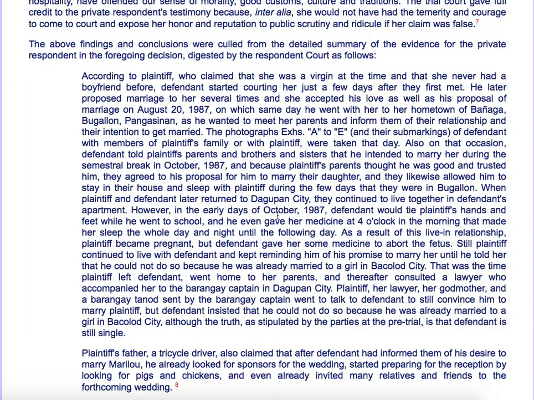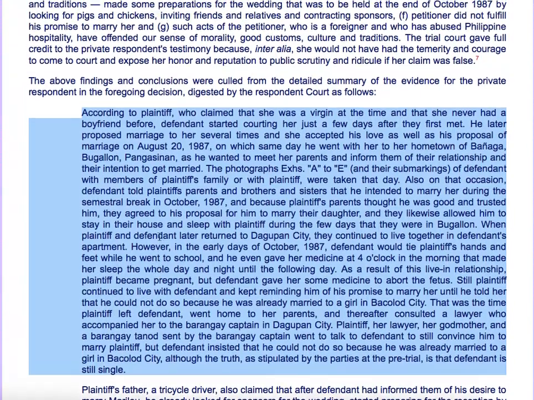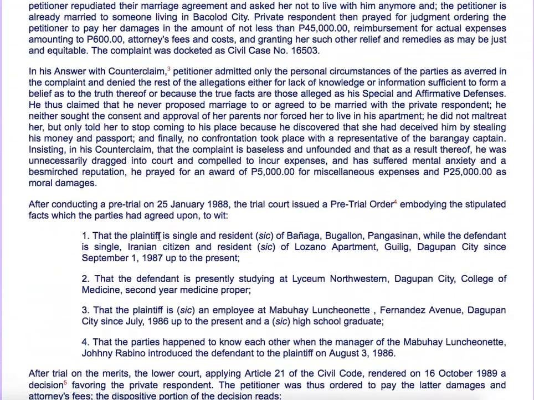Alright. So, ano yun? So, makita mo, in the early days of October, defendant would tie plaintiff's hands and feet while he went to school and even gave her medicine at 4 in the morning that made her sleep the whole day and whole night. Became pregnant, the defendant gave her some medicine to abort the fetus. So, ang daming nangyari. If you would see, class, itong mga narration na to, it's not part of the narrations in the complaint.